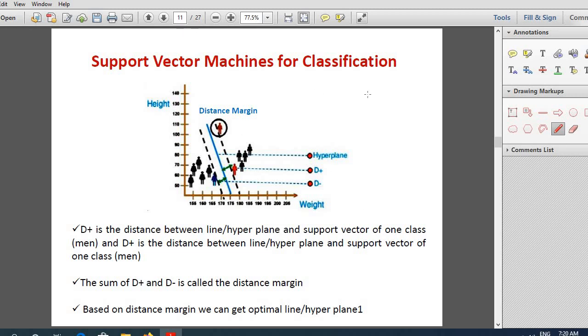So out of many lines possible, you choose a number of lines, okay? Line 1, line 2, line 3, many lines. For each line you find the support vectors. You find the distance margin. Similarly, do it for all the lines chosen. So the line that would give the best distance margin would be the best line. That way we have to do.